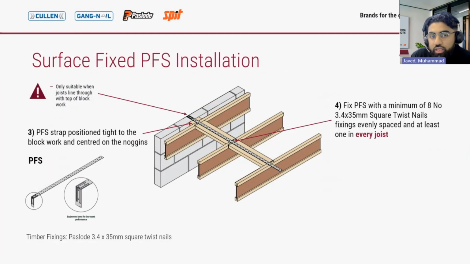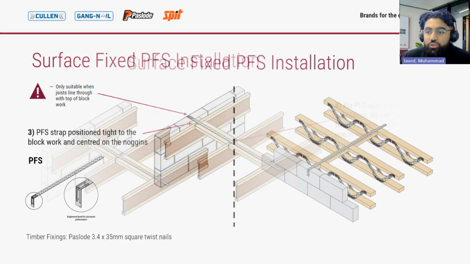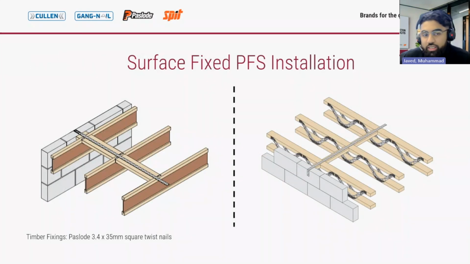After all the noggins are installed, the strap can be located tight to the blockwork and centered on the noggins. You will nail the strap to the timber using Pazzo square twist nails, ensuring at least one nail goes into every joist. And on the next slide, you'll just be able to see a split screen of I-Joist and open web side by side.